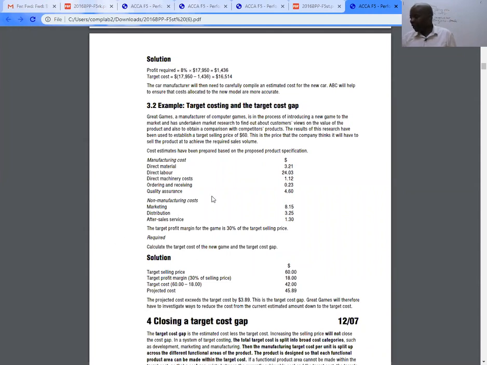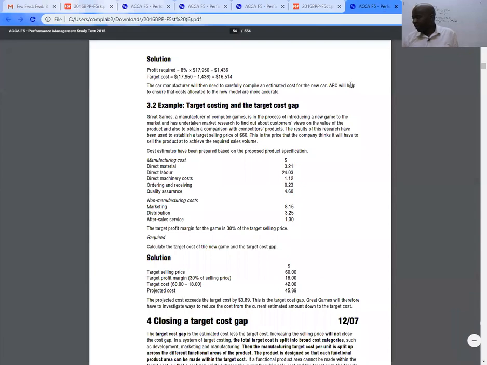Great. So, ladies and gentlemen, I would want us to look at this particular question on target costing. I would want to know whether you are able to see my screen. Are you able to see my screen, somebody? Yeah, thank you very much.